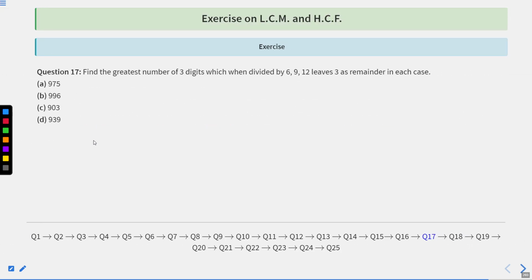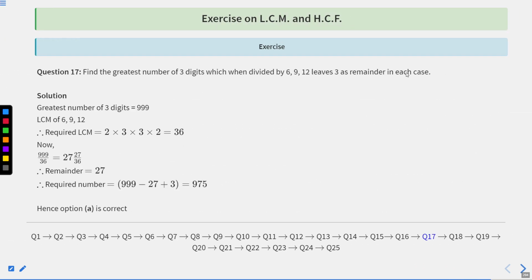Question number 17. Find the greatest number of 3 digits which when divided by 6, 9, 12 leaves remainder 3 in each case. So the solution: the greatest 3-digit number is 999, correct?